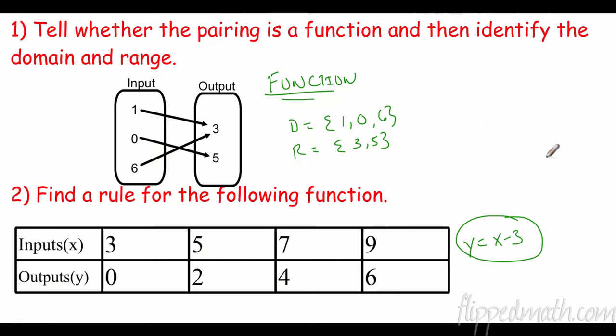All right, so if you look here, tell whether the pairing is a function. Does this input go to only one output? Yes, it does. 0 goes to only one output, and 6 goes to only one output. Therefore, every input goes to only one output, and that means it's a function. The domain is all possible inputs or x values. Those are 1, 0, and 6. And the range only has 2 possible outputs, 3 and 5.